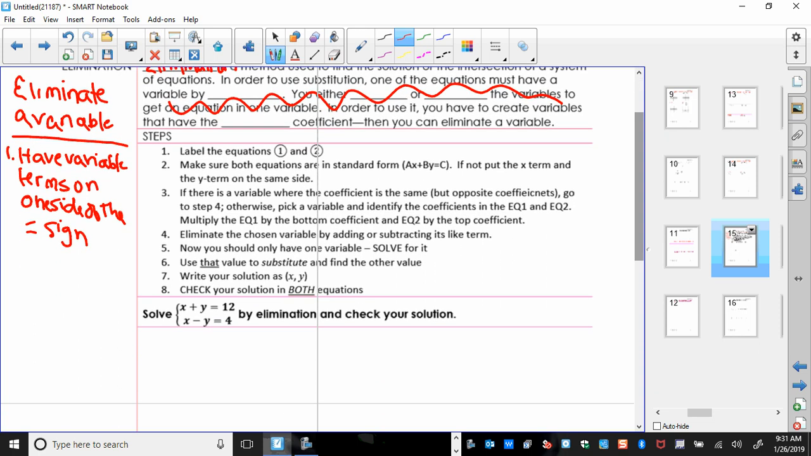Next, what we need to see is that you need coefficients of one of the variables to be the same.